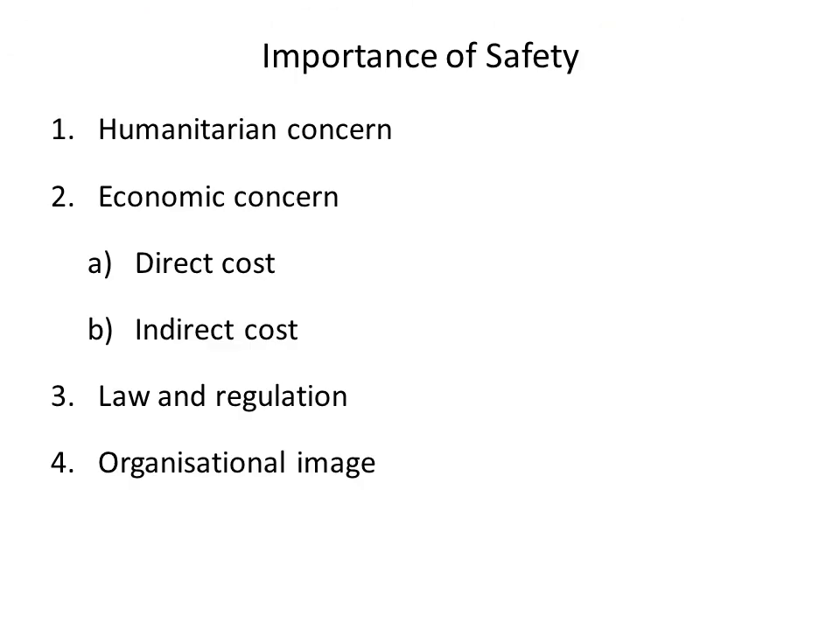Safety is important in construction industry due to these four aspects. The first one is humanitarian concern, second one economic concern, third one law and regulation, and the fourth one is organizational image. So let us see all these aspects one by one. The first one is humanitarian concern. When accidents happen, it results in suffering of injured workers and their family. So this is the humanitarian concern. As humans, we have to look after the feelings of our workers and also their family. So this comes under the humanitarian concern.